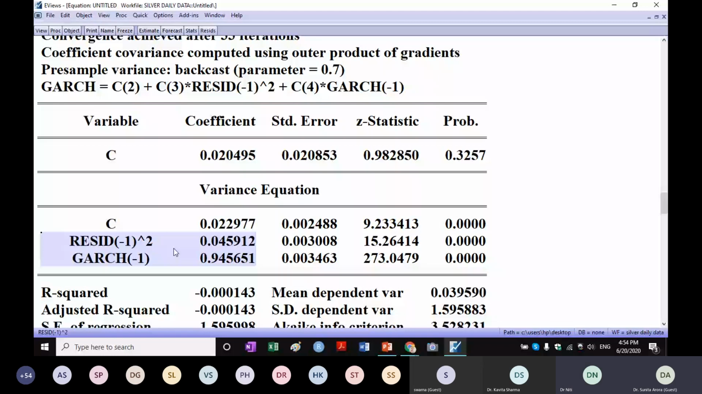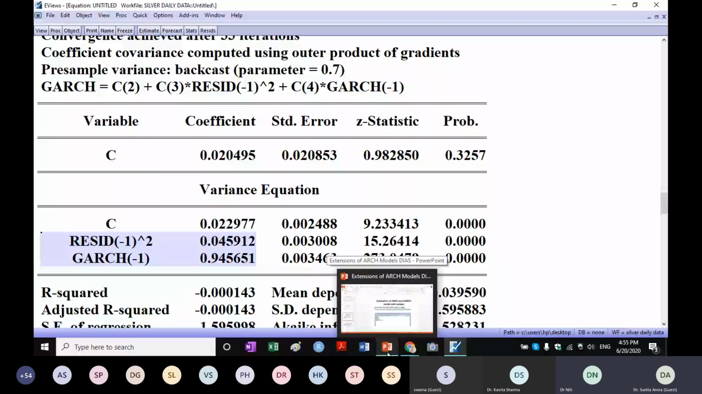It is the impact of new news on volatility, and the GARCH term is the impact of old news. What is news? Why is there a difference between actual and expected in time series data? It is news. Clear? We will be touching this point, whether news impacts it or not, with the help of the GARCH model. I have already shared the file with you.